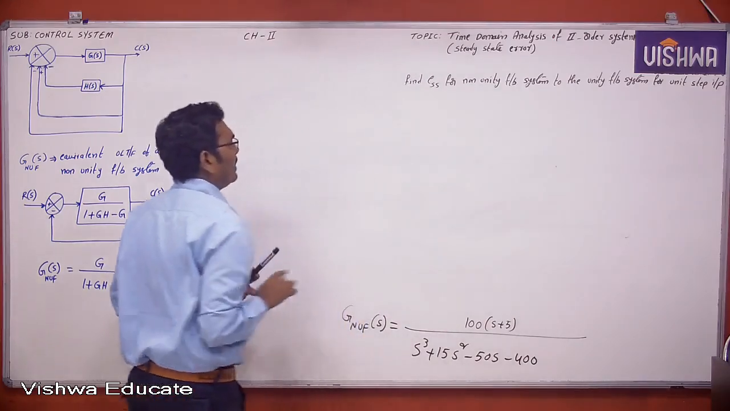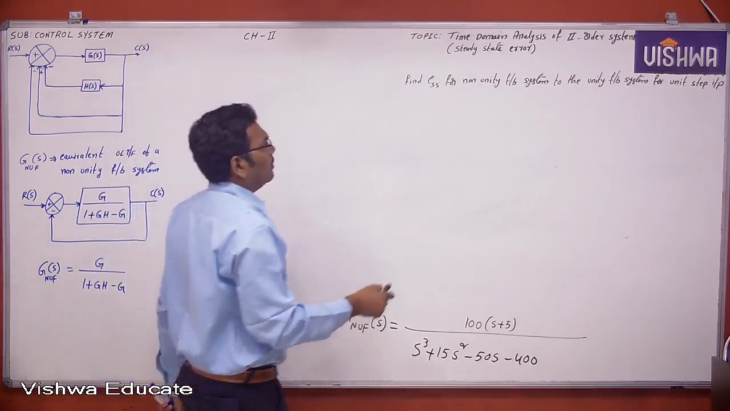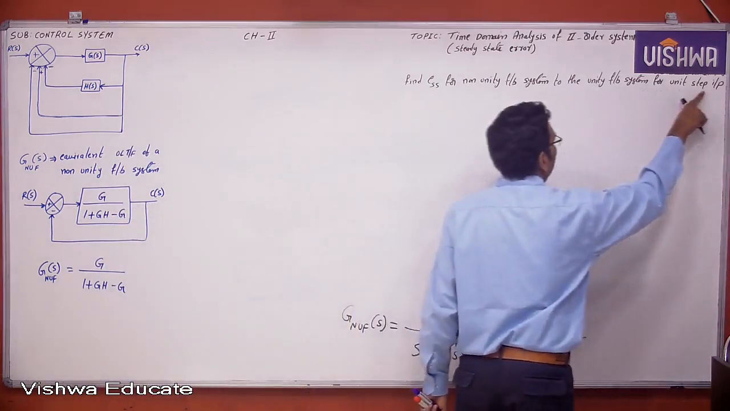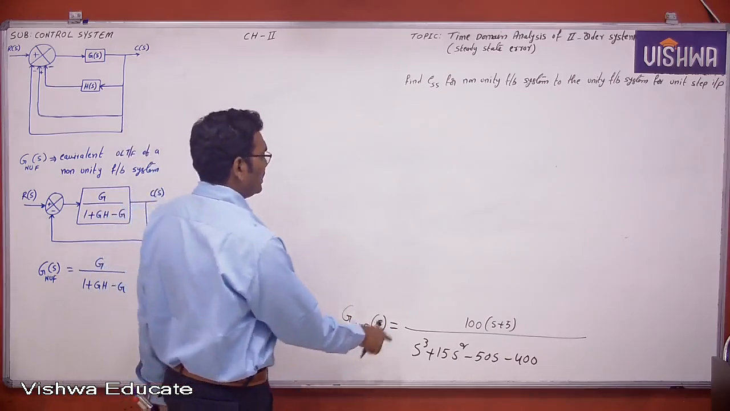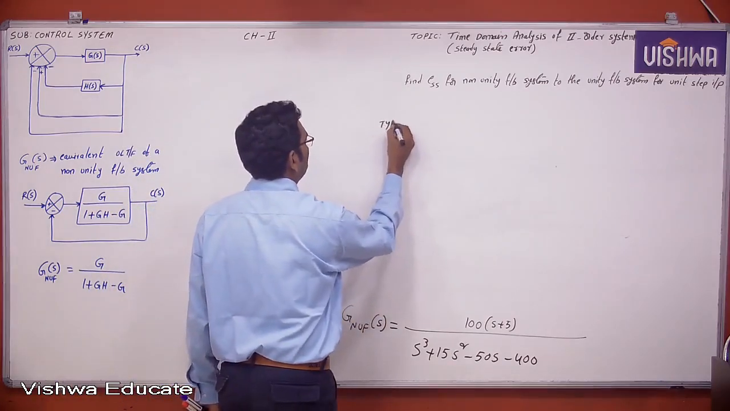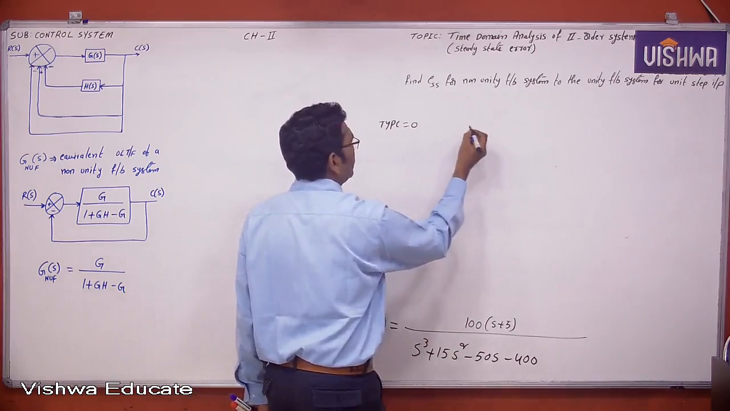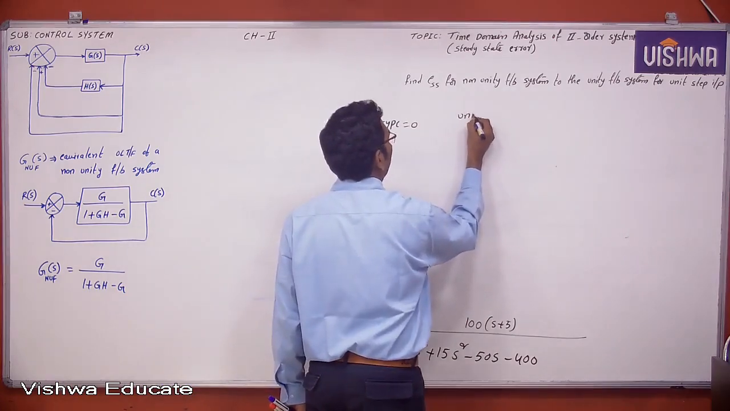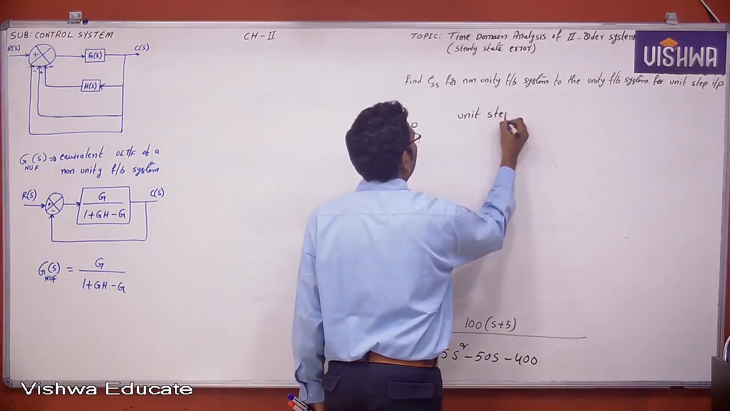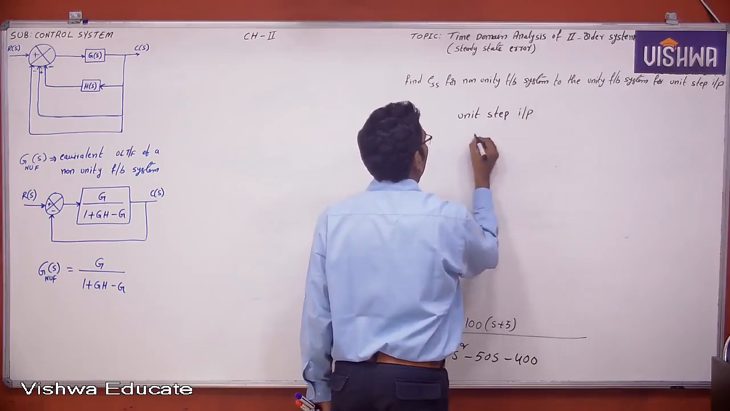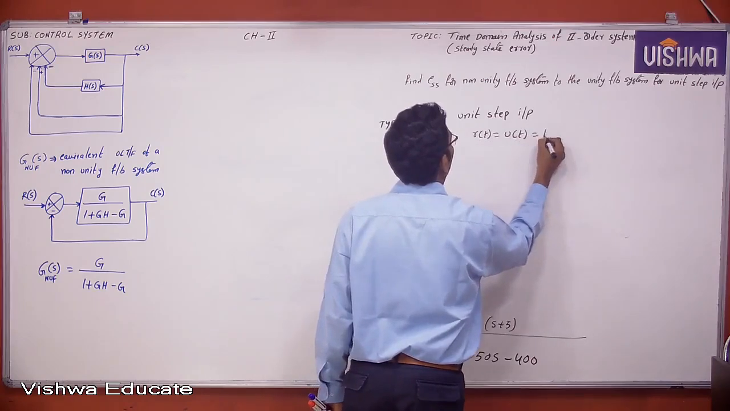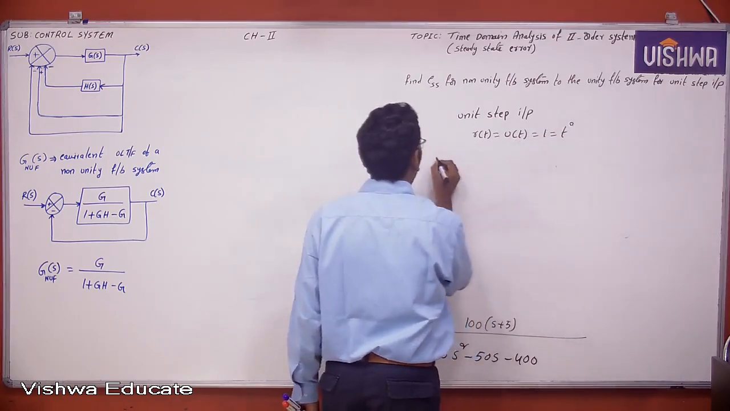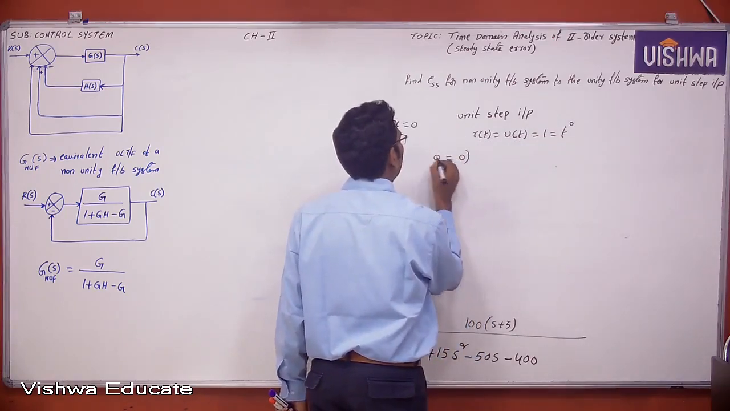Now what is being asked? Find the steady state error for the unity feedback system for unit step input. So what is the type here? Are there any open loop poles at origin? No. Type is 0. Which input? Unit step input. Unit step input means what? R of t equals u of t, which is equal to 1, which is equal to t power 0. Type is 0, power is 0.